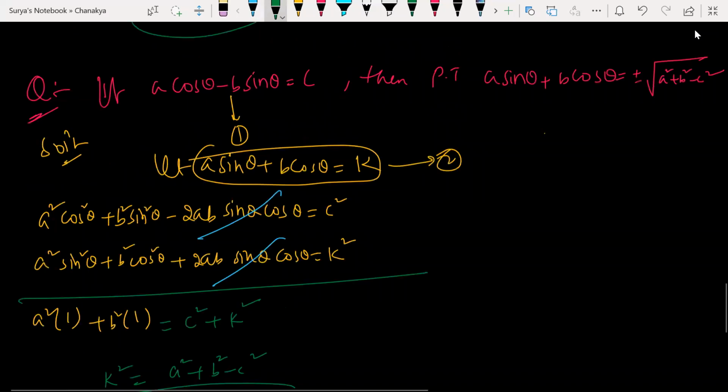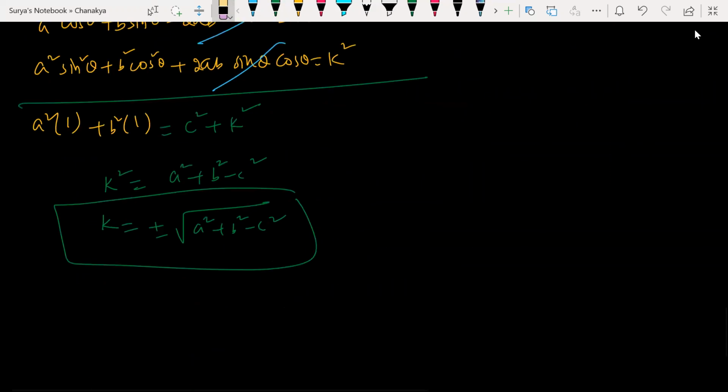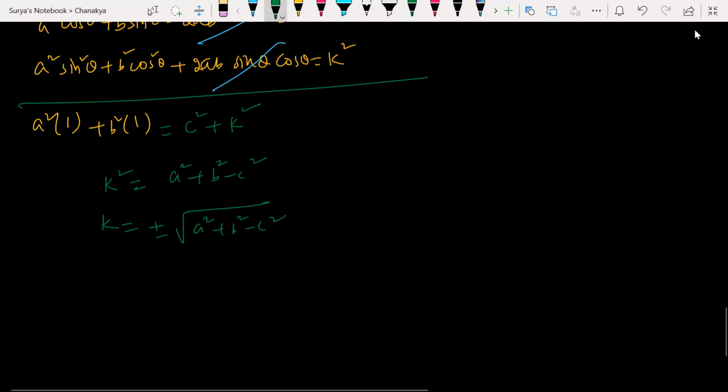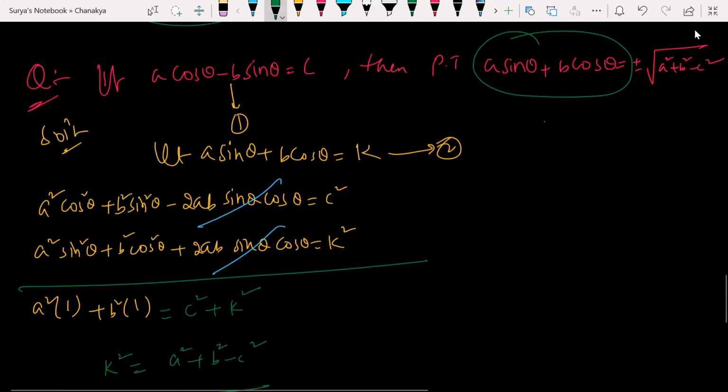Isn't it? What is my k here? This is what my k is, right? A sin theta plus b cos theta. Hence proved. All right. Clear? Is it clear, people?